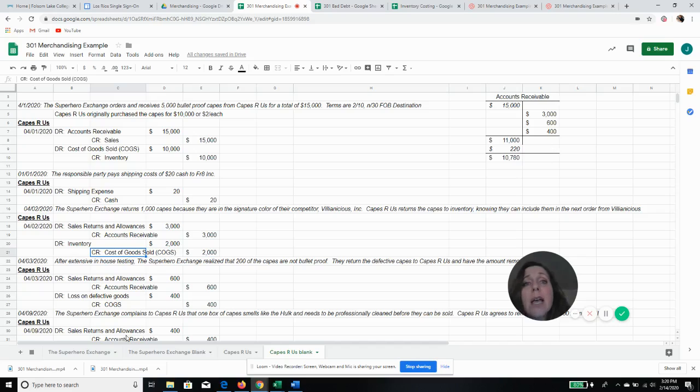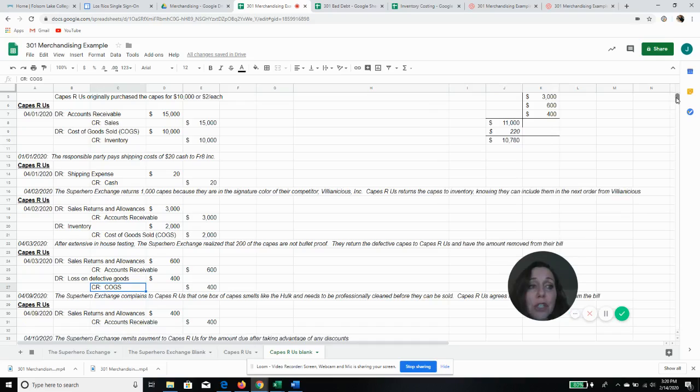If the buyer returns goods because they're defective and we cannot sell them to someone else, we debit loss of defective goods and credit COGS. Finally, if we just give them an allowance, they don't return anything, we just give them something off their bill, then we don't have a second entry. We don't impact inventory, loss, cost of goods sold. None of that's impacted. We only have the first part of the first journal entry.